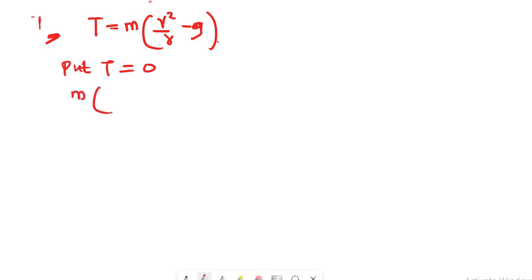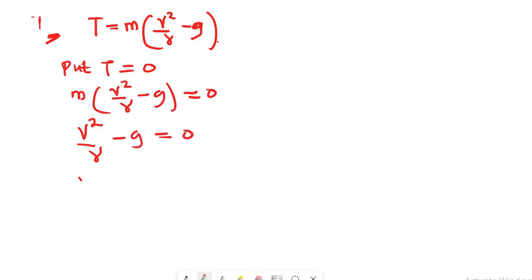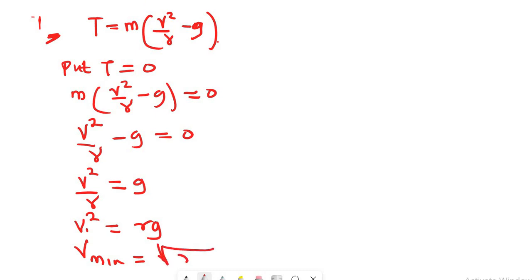So we have m v squared over r minus g equal to 0. Dividing both sides by m, v squared over r minus g equals 0, so v squared over r equals g. Therefore, v squared will be equal to rg. So the minimum velocity to keep the object in circular motion is the square root of rg.